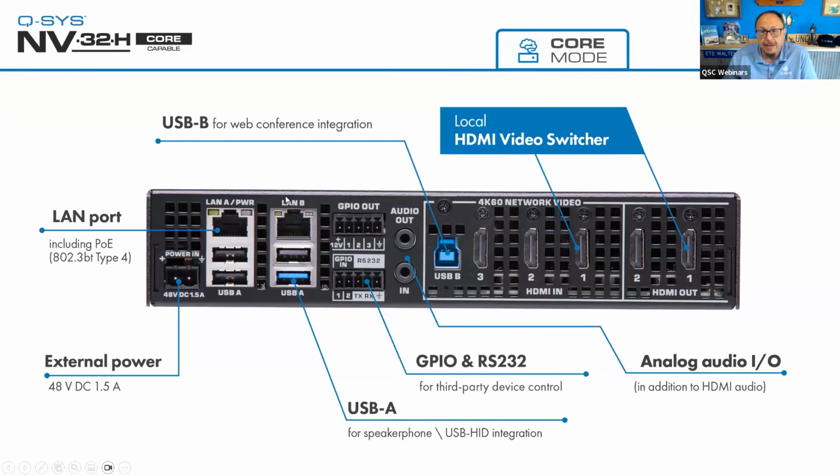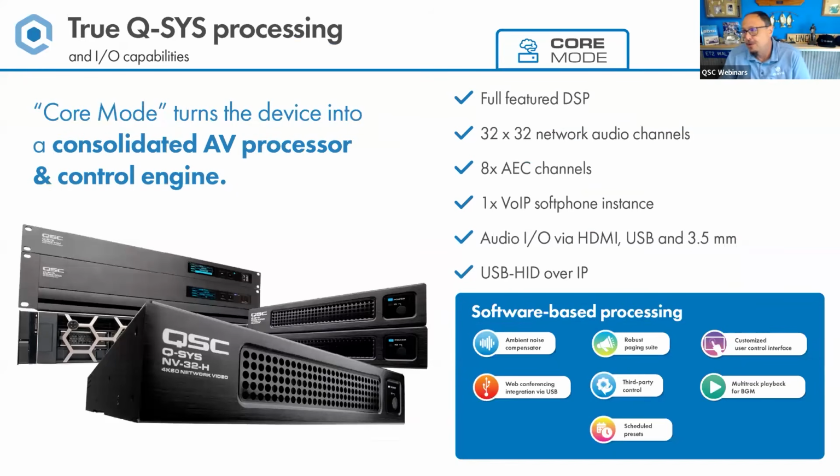A smaller number of AEC channels and things like that as we start to move in there. It is a full feature DSP. It is limited to 32 by 32 network audio channels. It will do 8 AEC at 200 milliseconds of tail length.